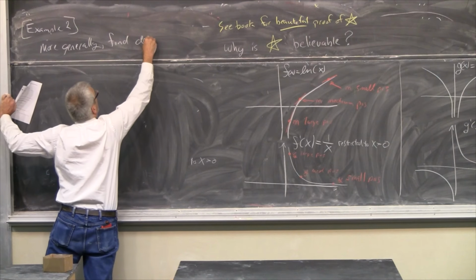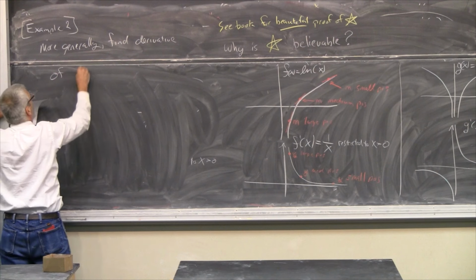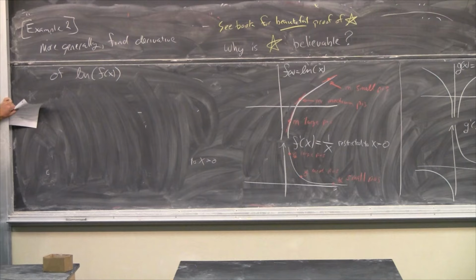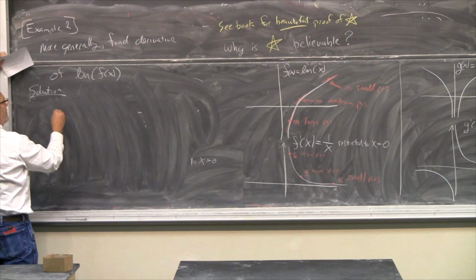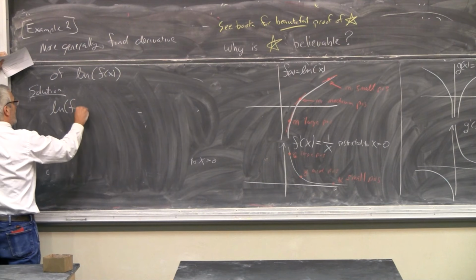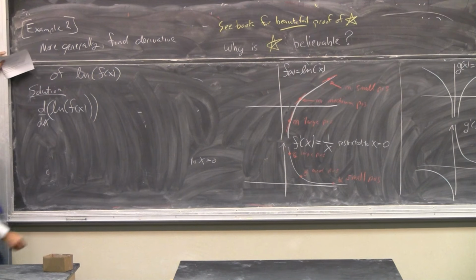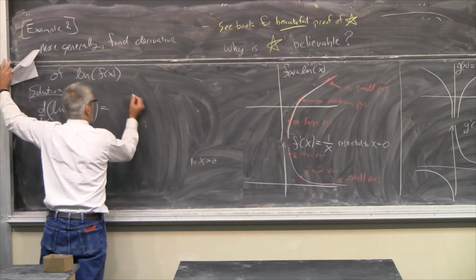Find the derivative of ln of f of x, where I don't tell you what the thing is on the inside. Well, I'm going to write down that function, ln of f of x, and put in front of it the derivative symbol, which again is just d dx. It's not dy dx.